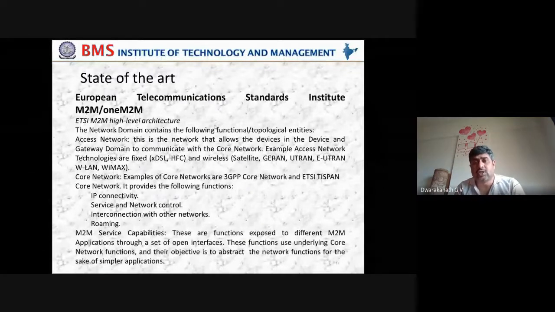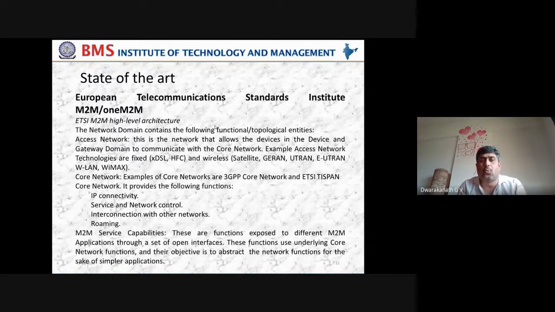These are the functions exposed to the different M2M applications through a set of open interfaces. These functions use underlying core network functions, and their objective is to abstract the network functions for the sake of simpler applications. So what is this service capabilities? What does my M2M project have to do? Whatever service capabilities there are, they should point to my final application.